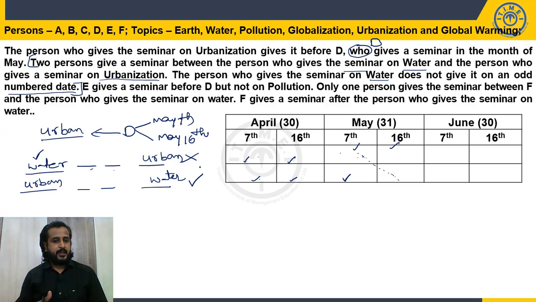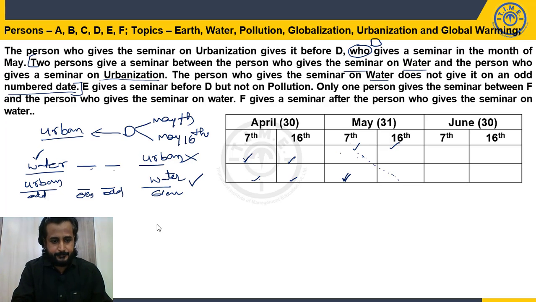Think logically. So water, 2 gaps, urbanization. But what is mentioned, water does not give on odd number date. So water will be given on even number date. When it is even, this will be odd date, this will be even, and again urban will be odd date. So urban is possible either April 7th or May 7th only. Right. So how many possibilities do we have? 2 possibilities. Let's see what the possibilities are. Okay. 1 minute.